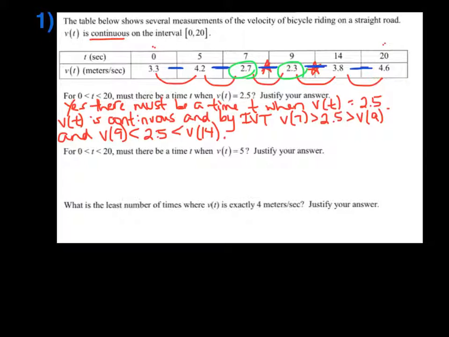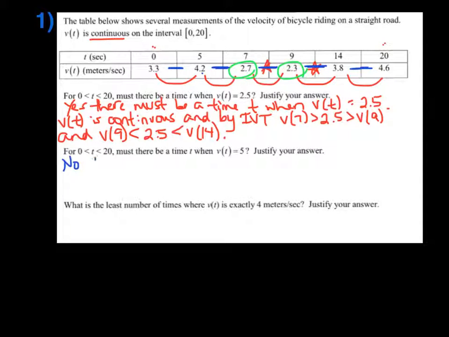Between the next two? No. Not to say that it's not possible that a velocity of 5 was reached. Okay, it could have gone up to a velocity of 5 and then come back down. Here, between 3.3 and 4.2, it could have gone up to 5 and come back down, but it cannot be guaranteed. It cannot be guaranteed. So I'm going to answer this question saying exactly what I just said, okay?